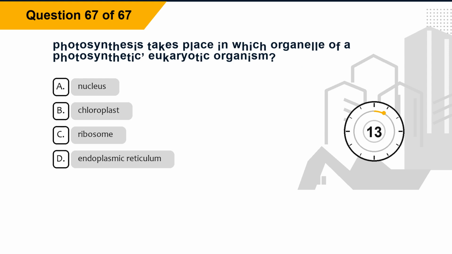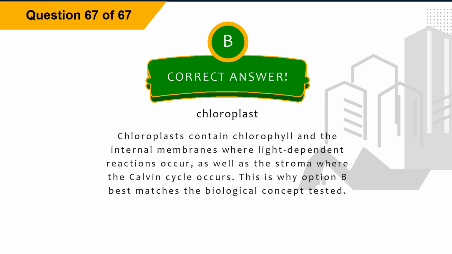Question 67. Photosynthesis takes place in which organelle of a photosynthetic, eukaryotic organism? Option A, nucleus. Option B, chloroplast. Option C, ribosome. Option D, endoplasmic reticulum. The correct answer is option B, chloroplast. Explanation: chloroplasts contain chlorophyll and the internal membranes where light-dependent reactions occur, as well as the stroma where the Calvin cycle occurs. This is why option B best matches the biological concept tested.